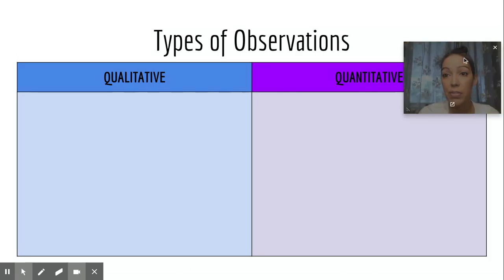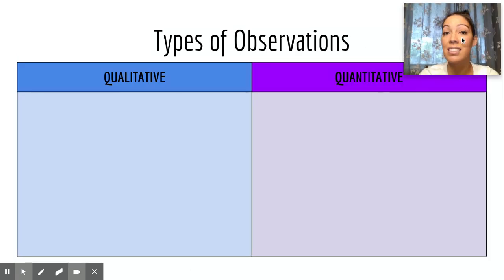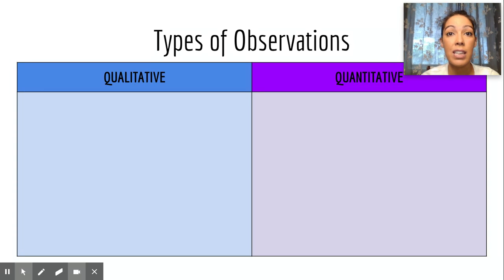There's two different types of observations that our book does not get into, but it is very important. And these are two of your vocab words: qualitative observations and quantitative observations. Qualitative, you can see hidden inside that word is the word quality. Okay, and quantitative, you can see hidden inside that word is the word quantity. So qualitative is qualities and quantitative is quantities.